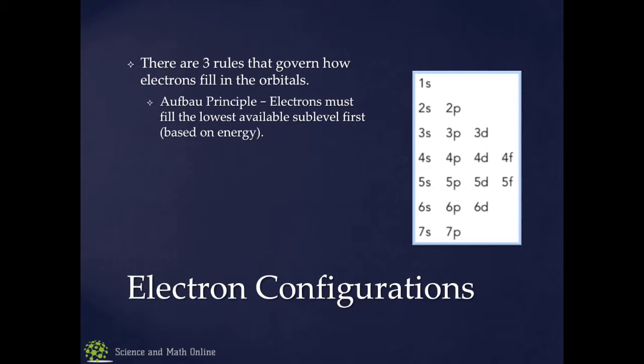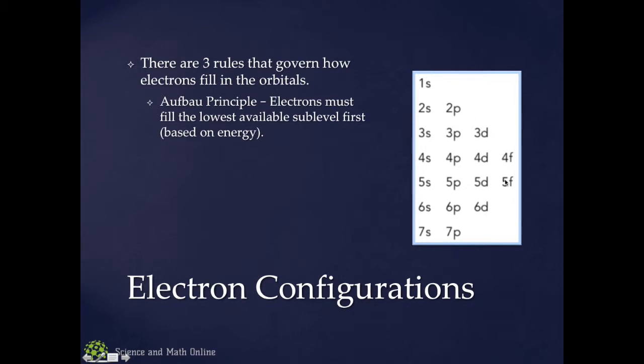Notice the number corresponds to the principal energy level, 1, 2, 3, 4, 5, 6, 7, and the letter corresponds to the sublevel. So there are 7 different S sublevels, and the way we distinguish between them is the number in front: 1s, 2s, 3s, 4s, 5s, 6s, 7s. Same thing with p's. We have 6 different p's, 4 different d's, and 2 different f's.